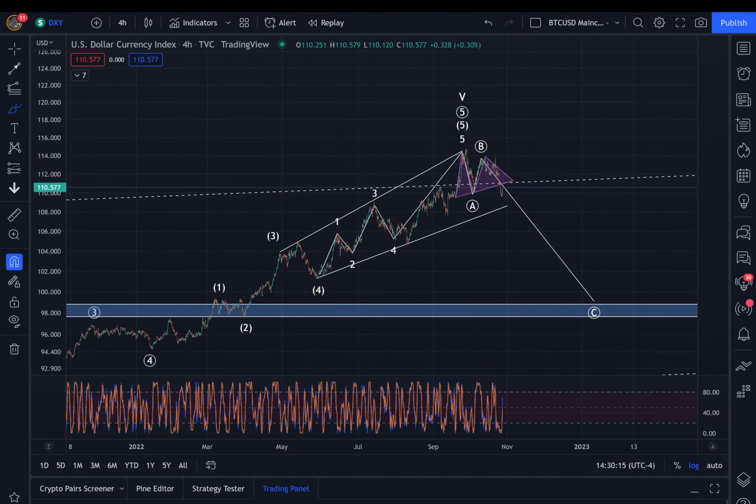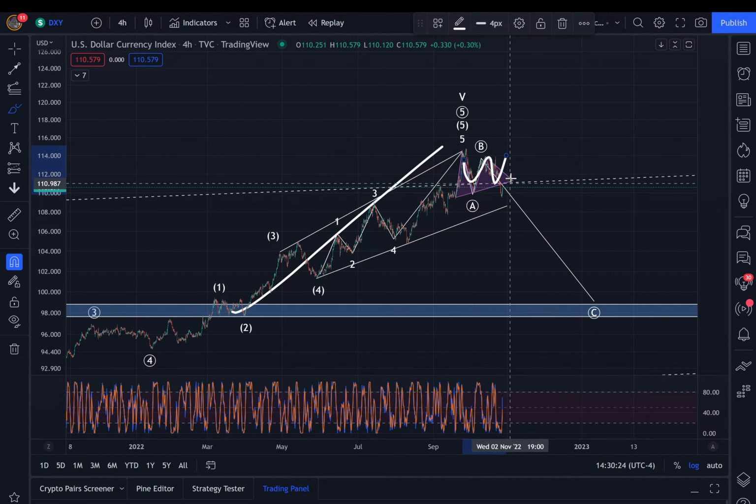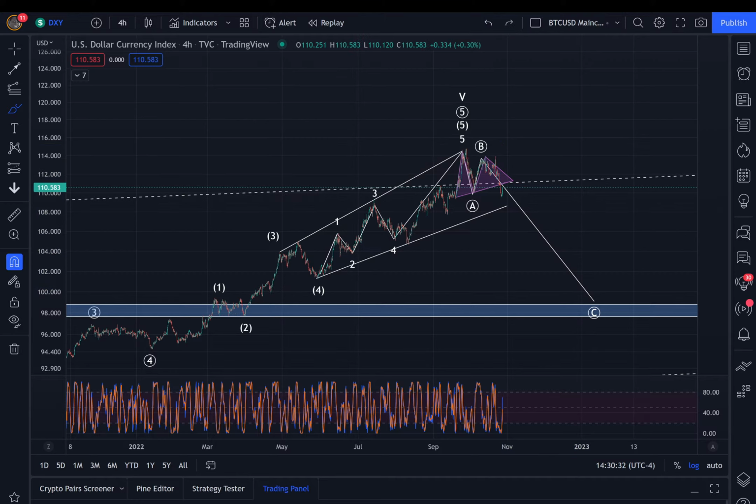You can use pattern analysis and just look at the pattern, and the pattern's quite clear, right? This was resistance broken. You get rejected. You come back down to your broken resistance as support. That's it. No fancy Elliott wave necessary. Okay, so that's my look on the DXY.